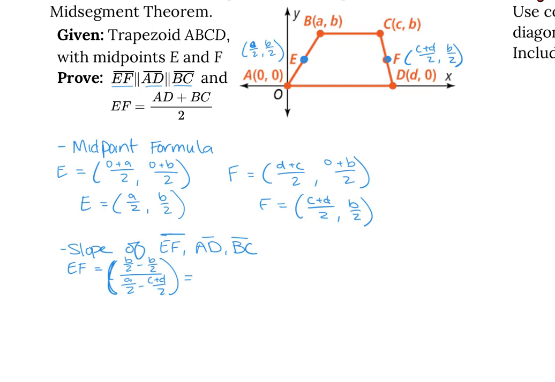Okay, so the b over 2 minus b over 2 on the top is going to give me 0. And then I end up with, okay, anything with 0 on top is just 0. So my slope for EF is 0.